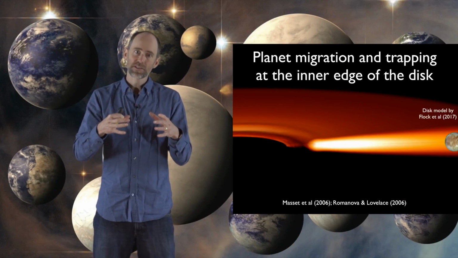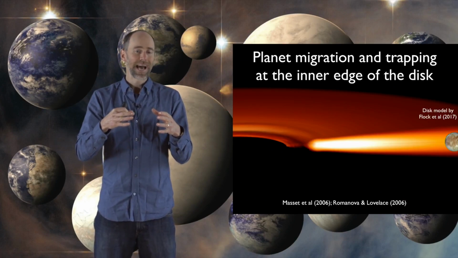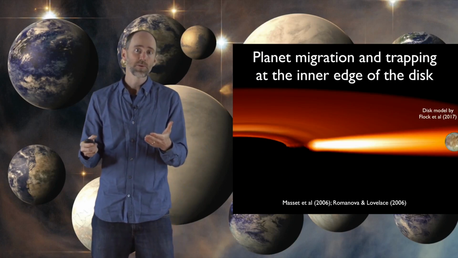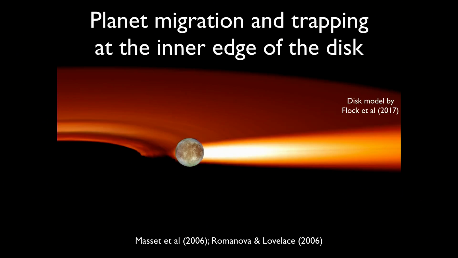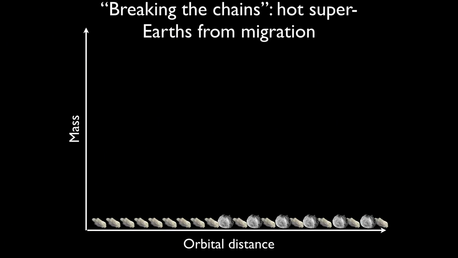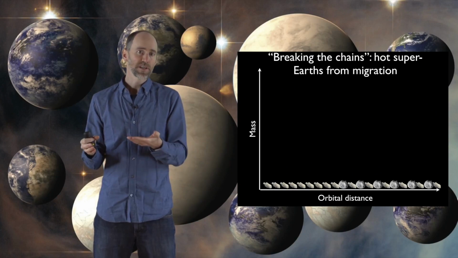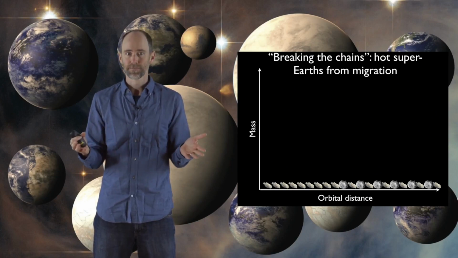So with these ingredients, we can build a simple model for how migration can produce the systems of super-Earths that we see. So in this cartoon diagram, the vertical axis is the mass of a planet, and the horizontal axis is its orbital distribution. And this model is called the breaking the chains model for reasons that you'll see in a sec. So starting from a smooth distribution of planetesimals, planetary embryos grow. And they're larger past the snow line, basically resembling the solar system's great dichotomy, because they can grow much faster and larger past the snow line.